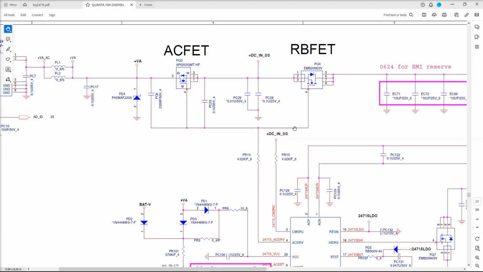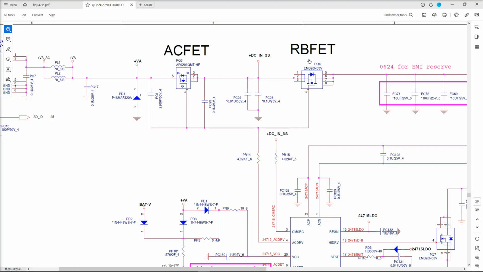So finally, I got round to answering the question. We have two MOSFETs. The first MOSFET is the AC FET, and the second MOSFET is the RB FET. Both of these are controlled by this pin right here, which is the AC drive pin of our power management IC. The AC FET allows the power management IC to control the voltage from the AC power adapter entering the motherboard. If the gate pin is high, which is usually about 25 volts, the 19 volts from the AC power adapter is allowed through the AC FET and onto the motherboard.